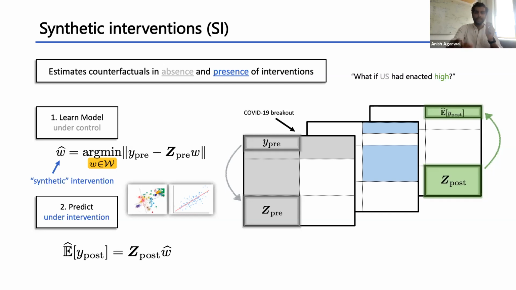But you can see that restricting W to lie within the first top k singular vectors of Z pre could equivalently be thought of as principal component regression. That means you first do PCA on Z pre, take a low rank approximation of it, and then learn a linear model on top of it. And that's an equivalent formulation for what we're doing.